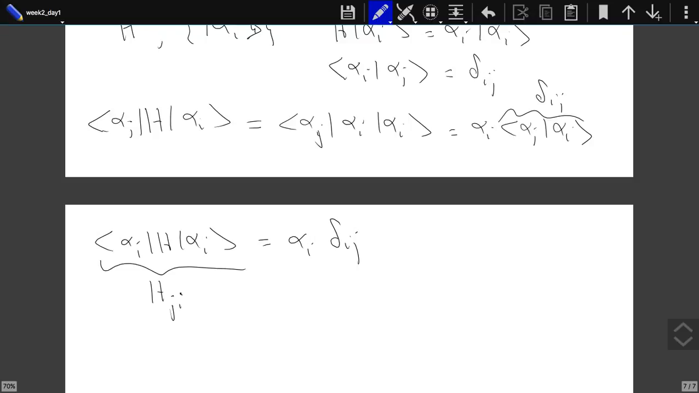Here? No. Alpha_i is a complex number in general. No, I don't need to take the complex conjugate. You see? No, there's no complex conjugation there.